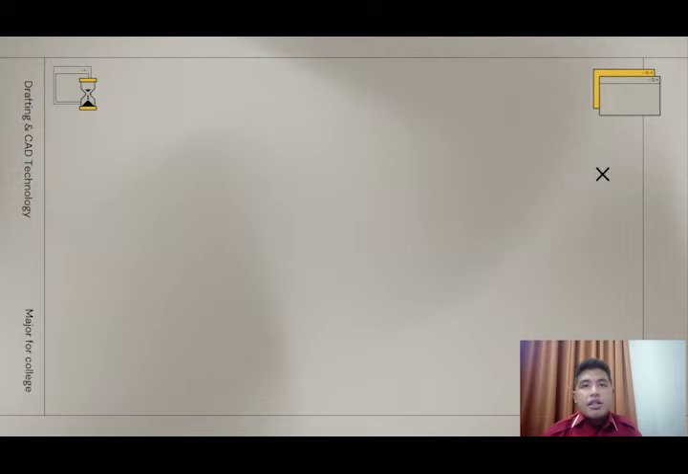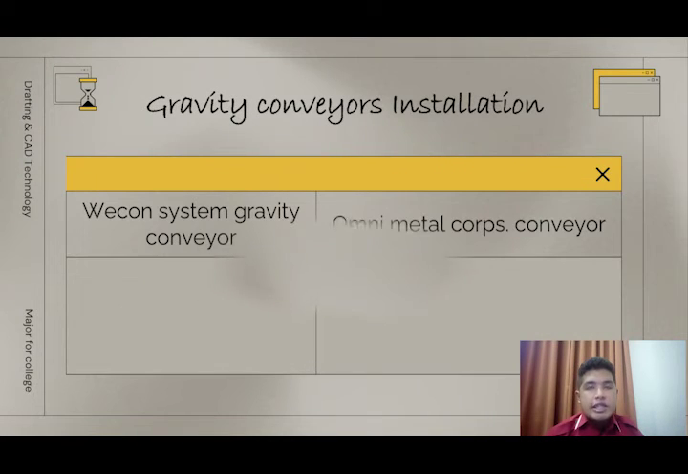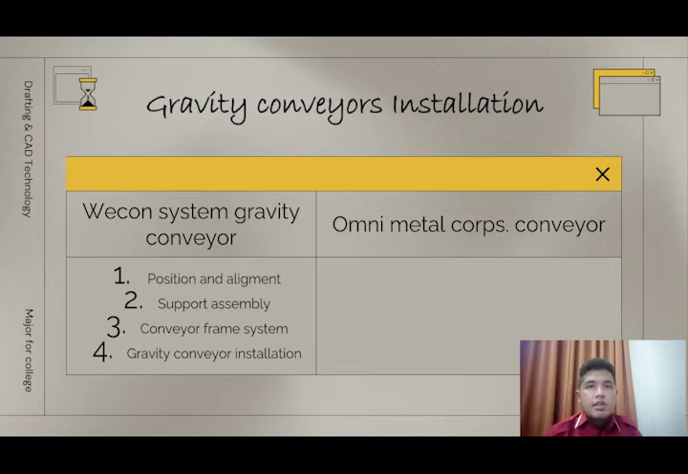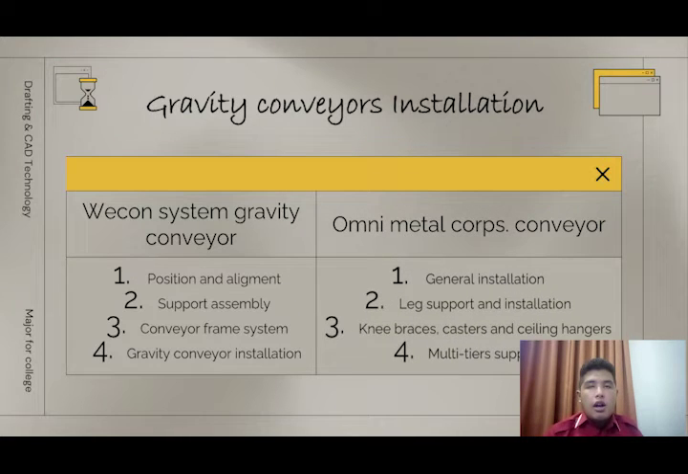So for the gravity conveyor installation, there are many different types of installation. What I'm presenting to you are two different conveyor systems from different companies. The first one is the Wicon system gravity conveyor. To install it, first position and align the conveyor, then install the support assembly, followed by the conveyor frame system, and lastly the gravity conveyor installation.